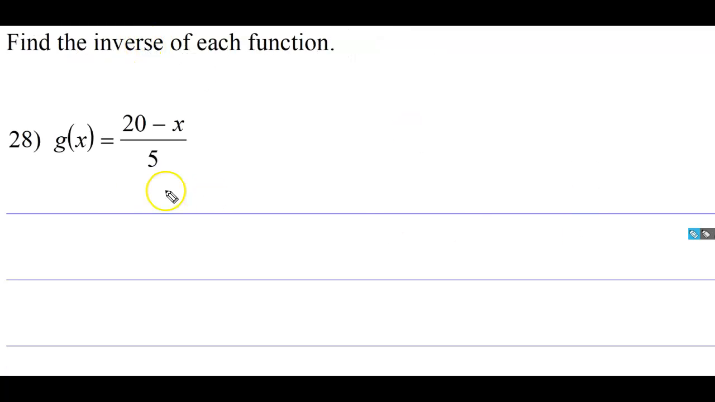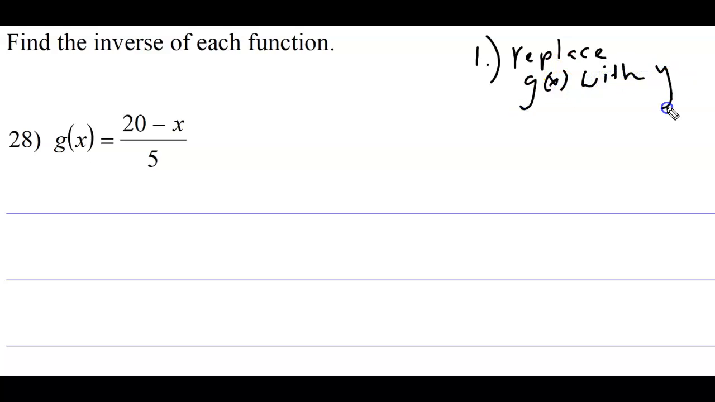Inverses. That's something that we did back in logarithms actually pretty recently, but I figured I would put it here in the function review section because it does have something to do with functions and how you write them. So back when we did this, I gave you guys some steps. The first thing you do is you replace the g of x, or whatever it is, with y. Okay, so that's going to be our first step.